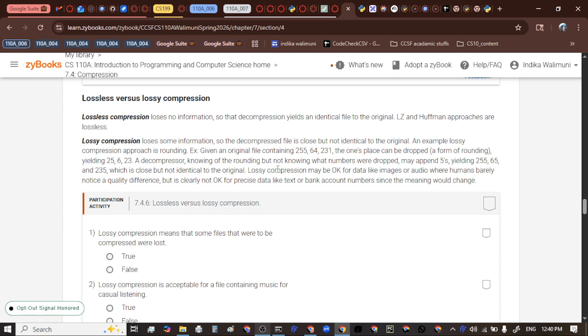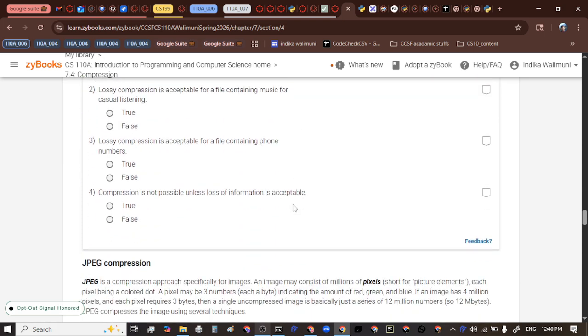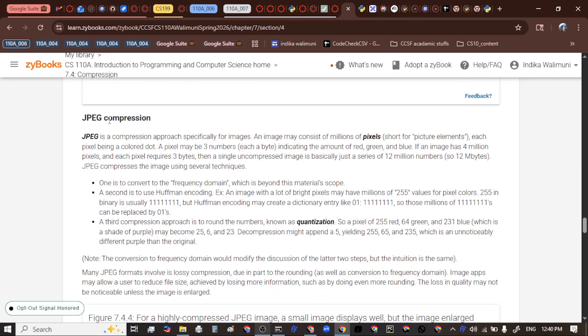Yep. Like when you're listening to music streams, MP3s are compressed, right? JPEGs are compressed, right? So what does JPEG stand for? It's an acronym.